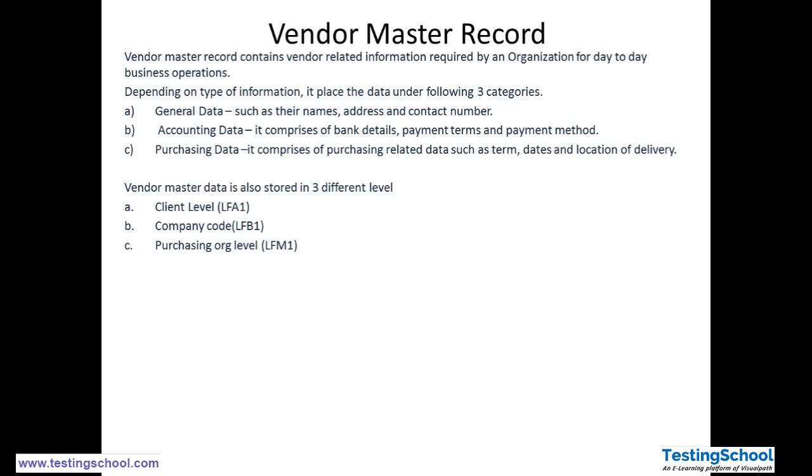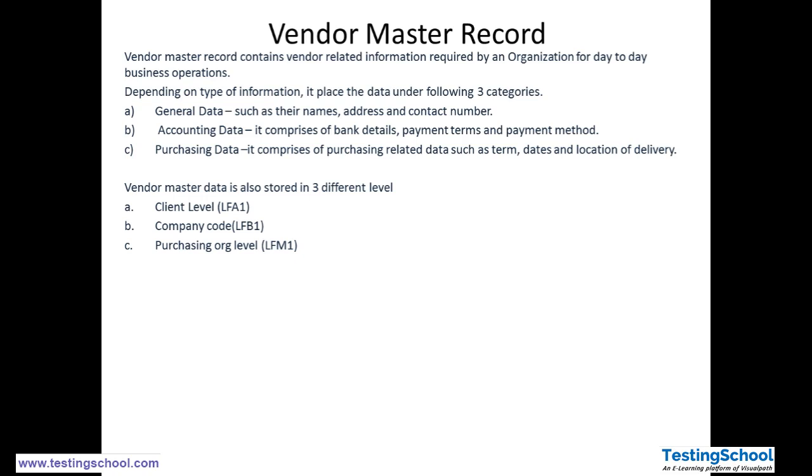Similarly, if there is a material, there should be a material supplier also. So who is the vendor who is supplying us this material? That information also has to be kept in SAP. That has to be present in the SAP system. The vendor master record contains vendor related information required by an organization for day-to-day operation. Depending on the type of information, it places the data under the following three categories.